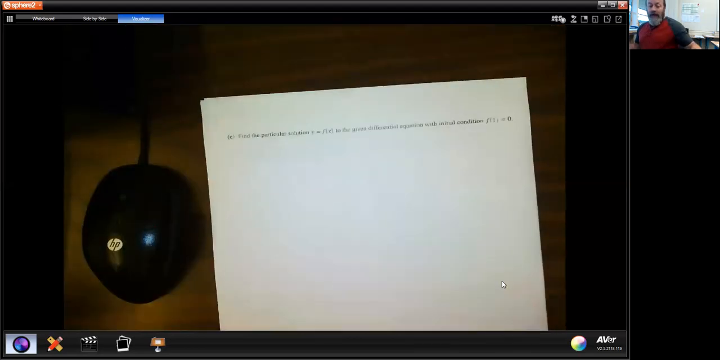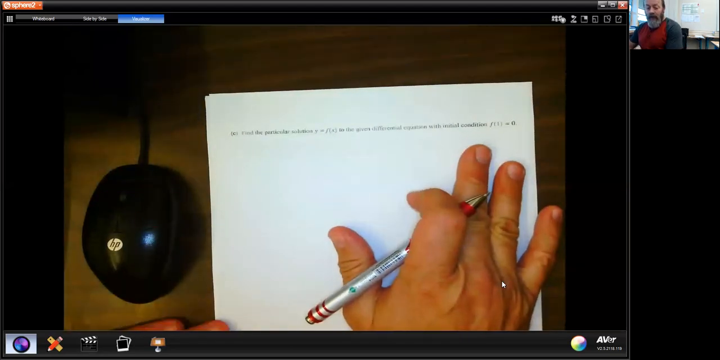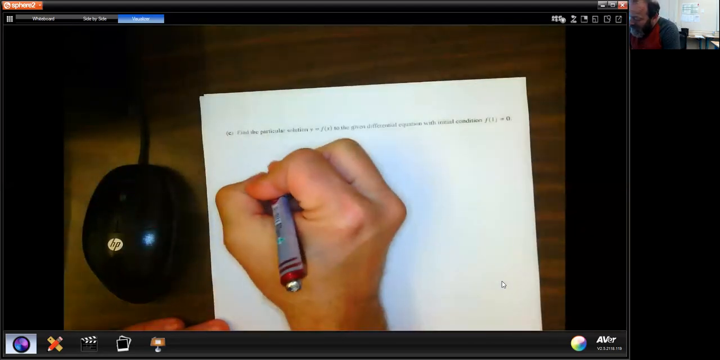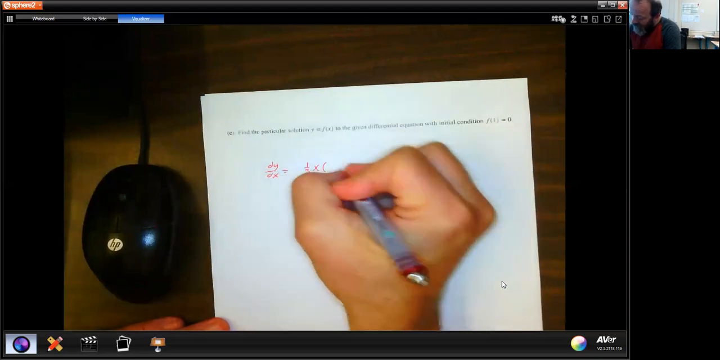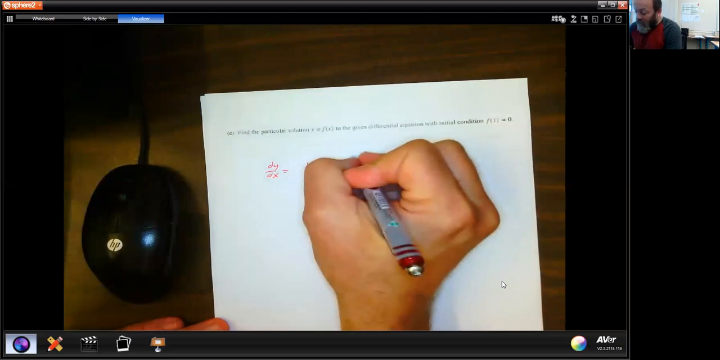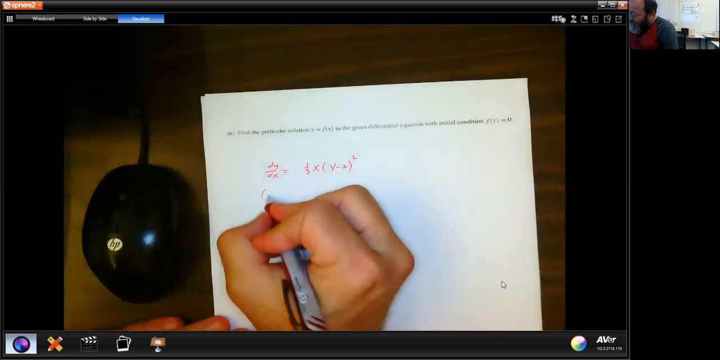And so now we can look at the very last part of that question, which is actually the harder part: to find a particular solution given this initial condition right here. So what I want to do is start by writing that dy/dx is 1/3 of x times (y minus 2) squared. Now, the most significant step of this problem right away is to go with that separation of variables that we've been practicing a little bit.